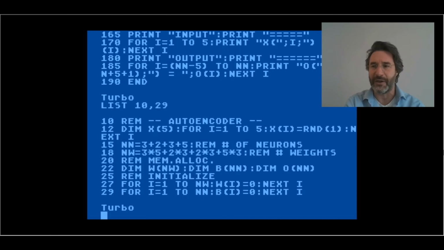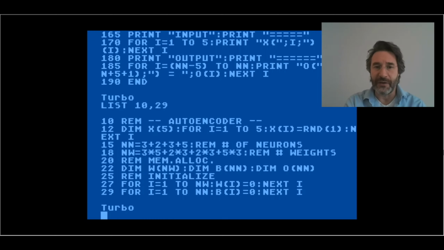29, where essentially we have a few declarations and a few initializations. So on line 12, as you can see, we are defining the input of the autoencoder. Since we have 5 neurons, we are going to have an input that has 5 values, or let's say 5 components with different numbers. In this particular case, on line 12, we are simply providing random numbers ranging between 0 and 1.